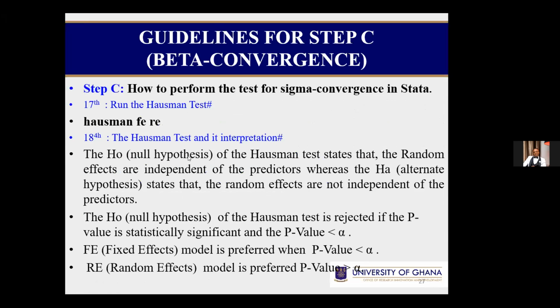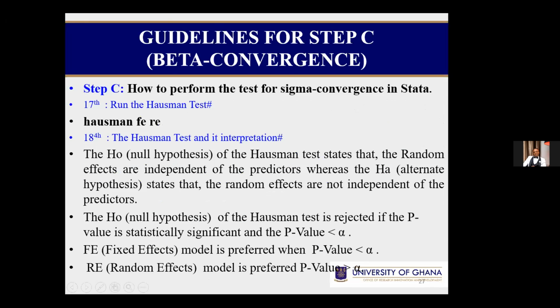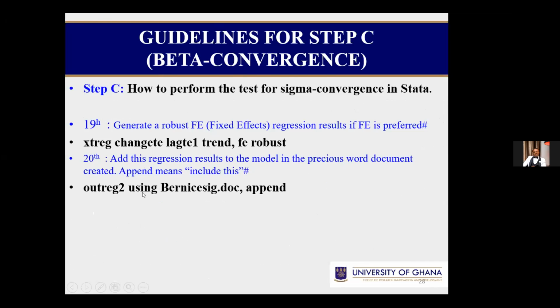Okay, so if you realize, we saved the results for the ordinary least squares. Then when we got to the robust, after we ran the robust test, we said outwork using the preferred name dot document. Now we included the command append. Append means that you want STATA to include this fixed effect result in the other document you saved. If you want STATA to change the content of that document, you just write replace. Replace means that STATA should clear the first results and put in the new results you're about to enter. So append means you want STATA to include it.